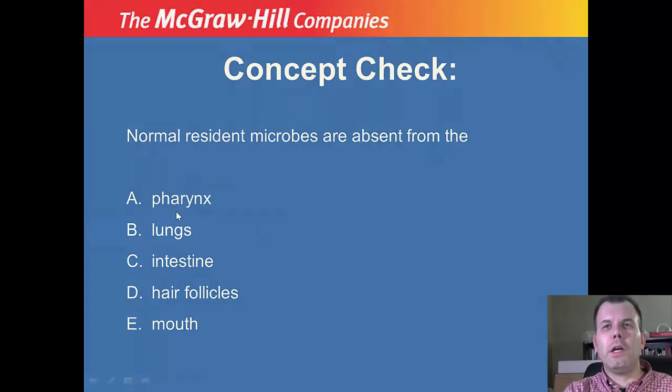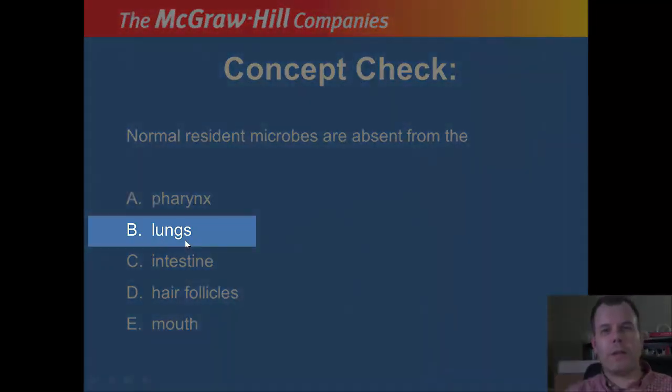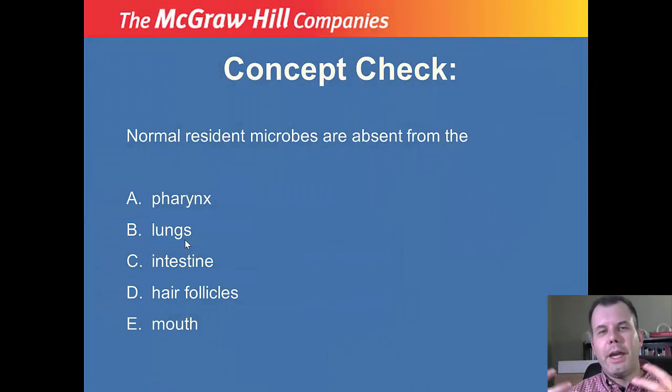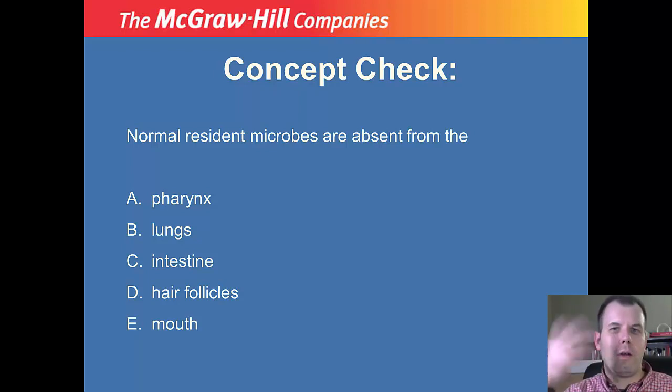Okay, if you said lungs, you would be correct. And I talked about that. The lower respiratory tract, again, typically don't have microorganisms growing there. The intestine have lots of E. coli and things, especially the lower intestine or the large intestine in this case. Hair follicles, obviously on the skin, have lots of bacteria. The pharynx, again, that is the upper respiratory and our oral cavity, you have that. And then the mouth. Lots of bacteria in the mouth.